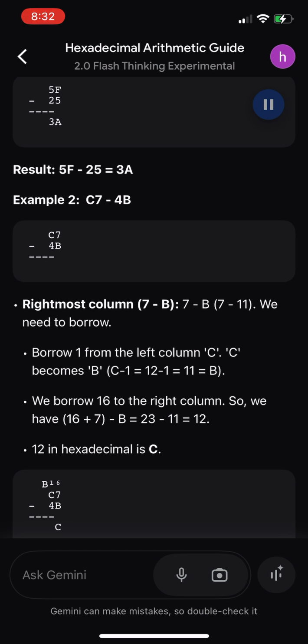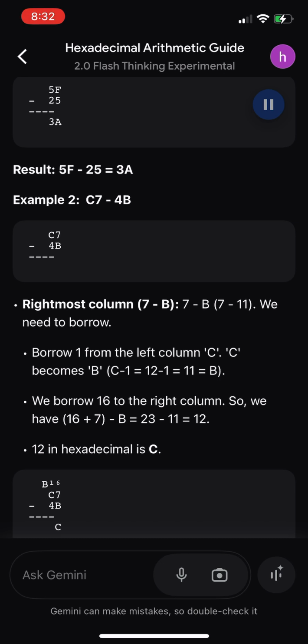Example 2: 2A times 4. Rightmost column, A times 4. A is 10. 10 times 4 equals 40. How many times does 16 go into 40? Twice. 2 times 16 equals 32. Remainder, 40 minus 32 equals 8. So A times 4 equals 2, remainder 8. Write down 8 and carry over 2.